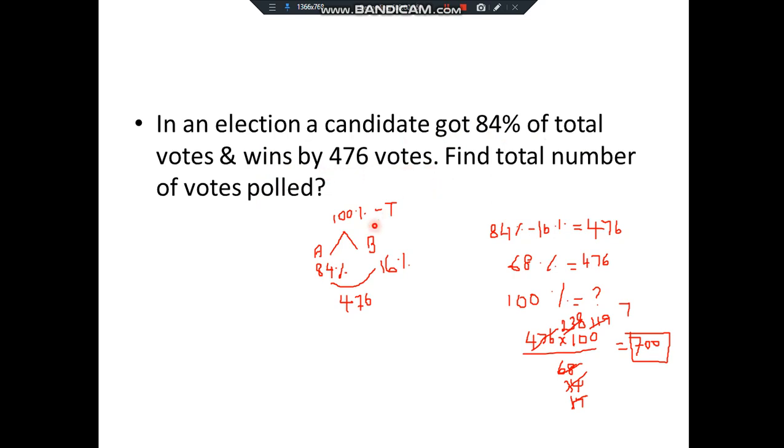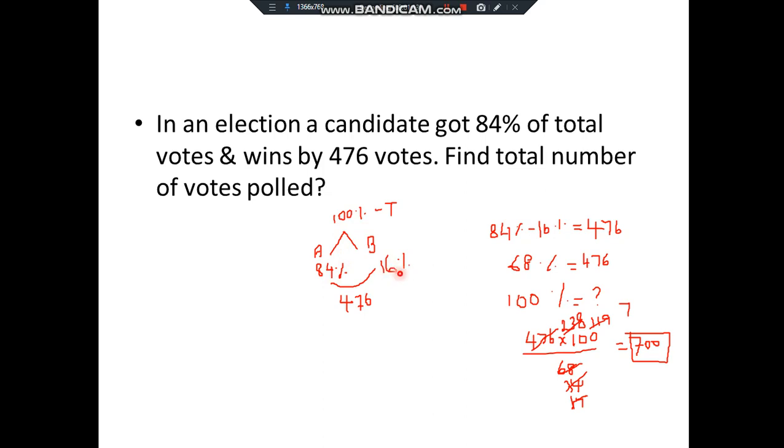Always remember, percentage is out of 100 and we always keep 100 as the base. So the total number of votes, we keep it as 100%. So 100% is nothing but the total, which I represent by T. Now we know two candidates are there in the election, A and B, and let us consider 84% is obtained by A. So how much percentage did B obtain? You can get that by subtracting it from 100%. So 100 minus 84 is 16% obtained by B.